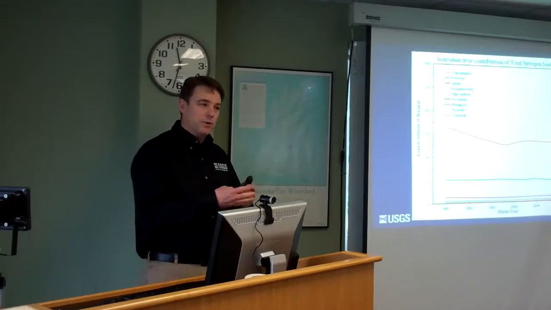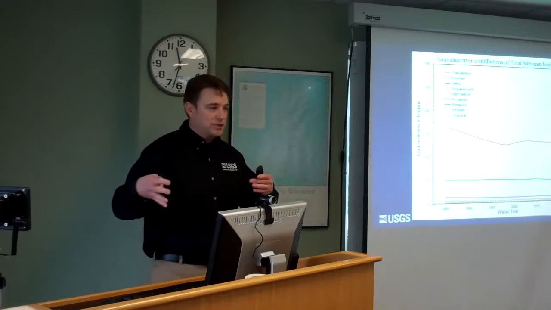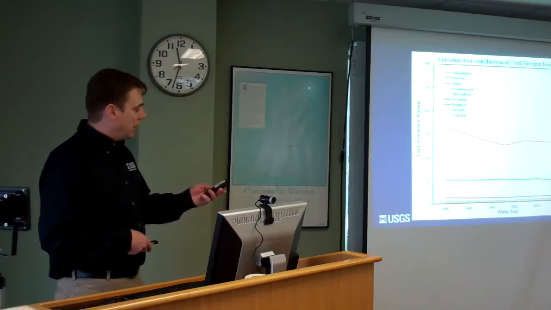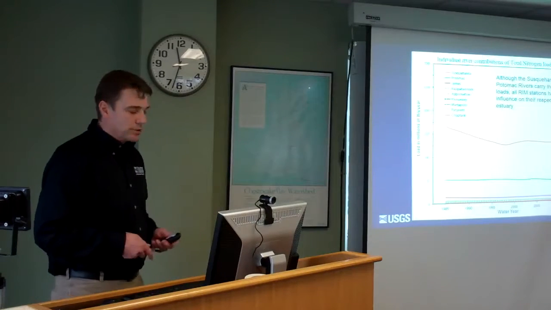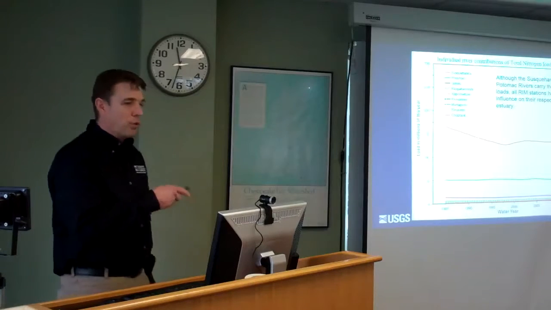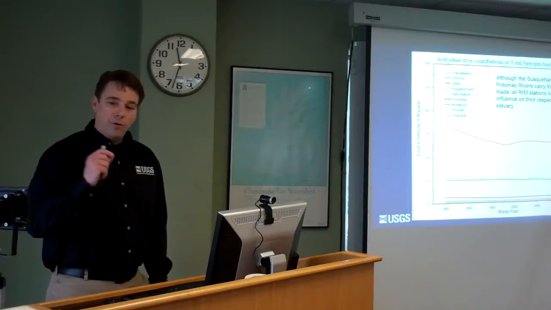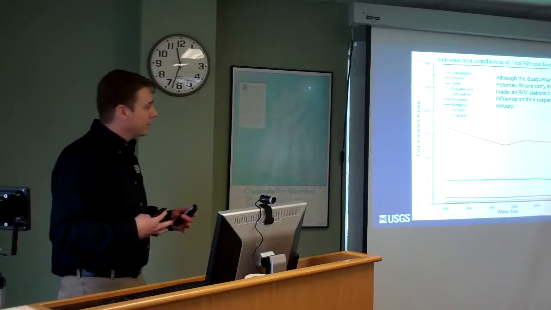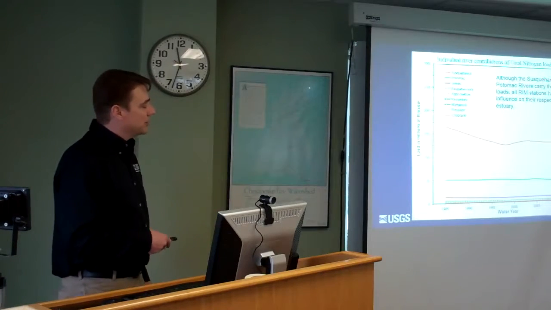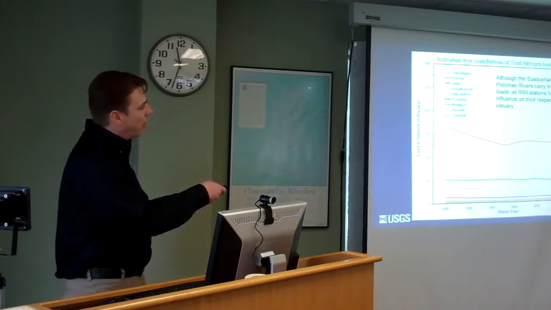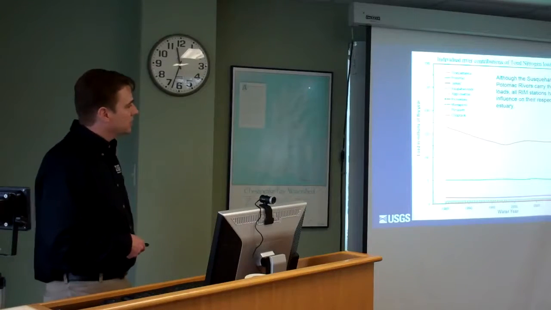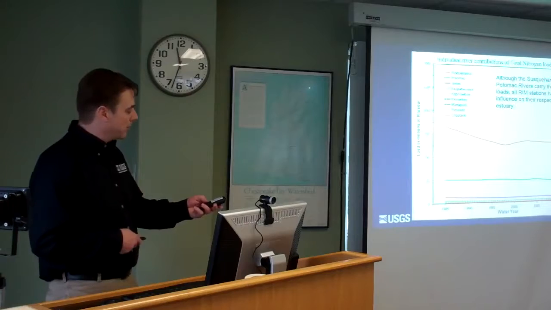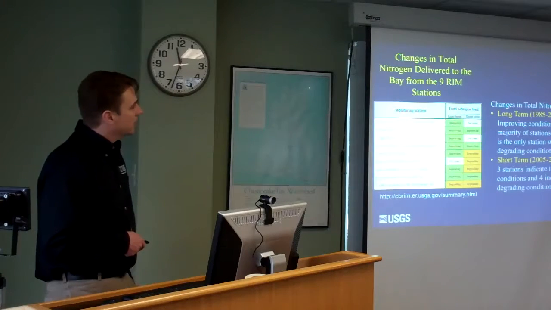So what we want to do now is take that information and take it to a per acre basis, so normalize it based on drainage area, and see what those trend results are. And what I wanted to point out here is, although the Susquehanna and Potomac are the largest contributors of nitrogen on a total load basis, all of the rim stations have an influence on the receiving waters within those respective estuaries. And we'll show you what those patterns are here in just a second.